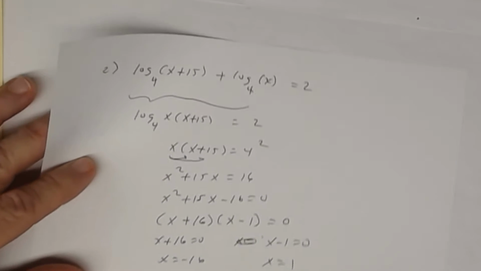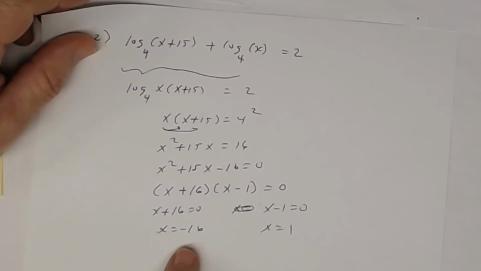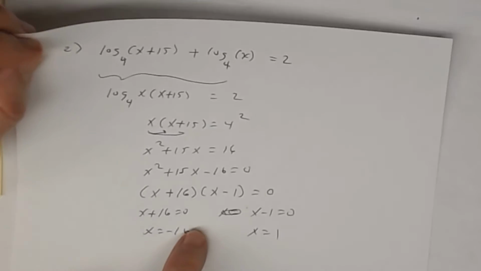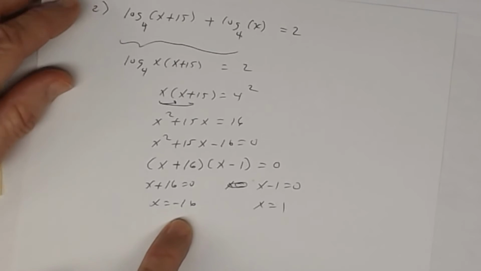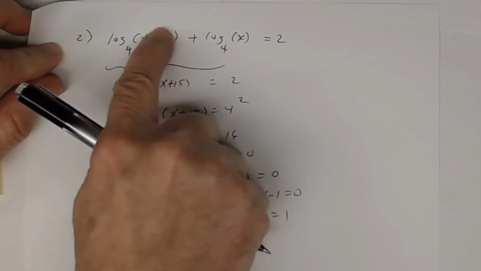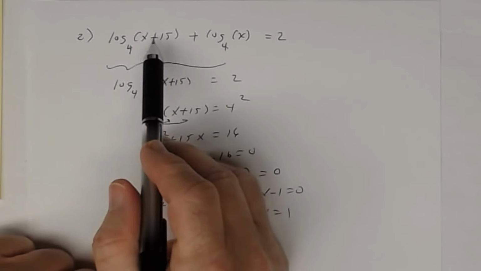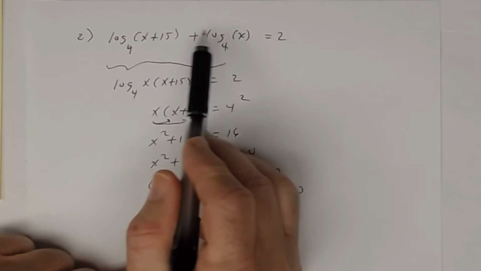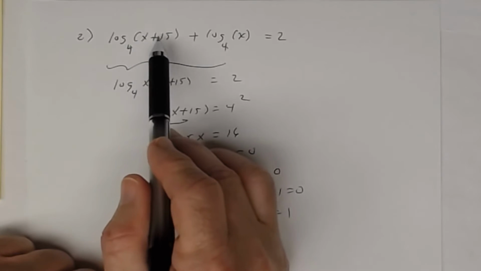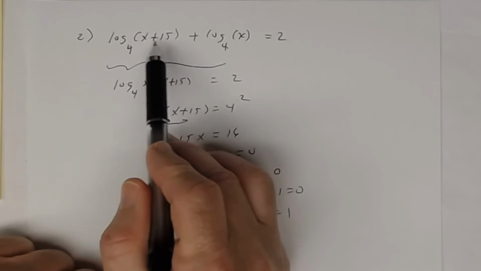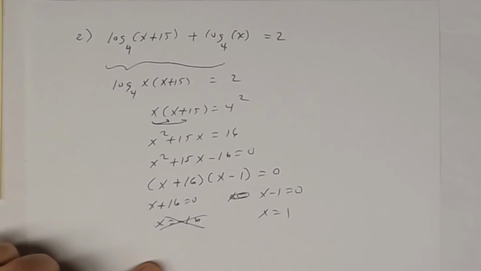Okay, now remember, some students forget about this. Both of these may work, both of these may not work, one may work. So you have to check them. Remember, you can only take the log of a positive number. So go in here, take that negative 16, and see if both of these are going to be positive. Well, right away, you know that negative 16 plus 5 is negative 1, and you cannot take the log of a negative number. So right away, this will not work.